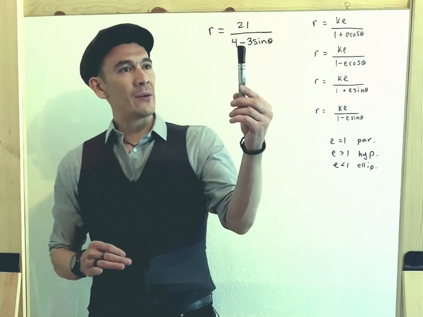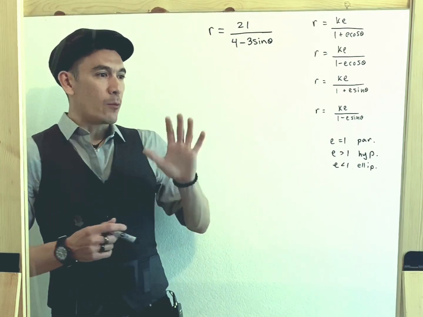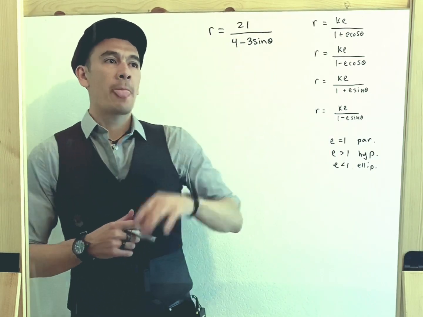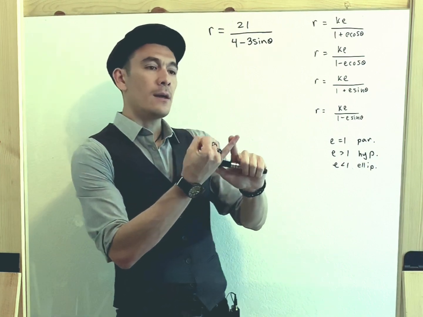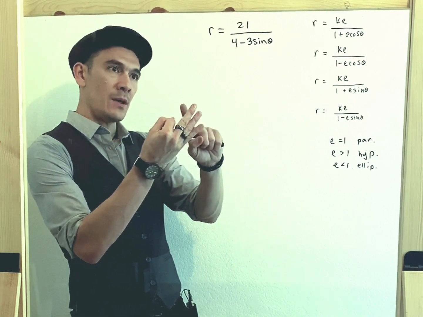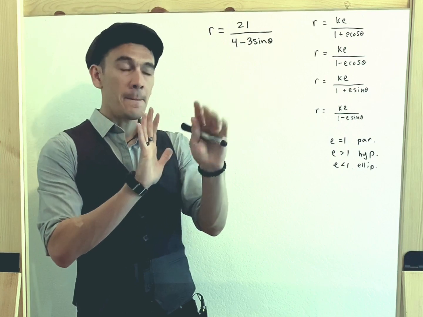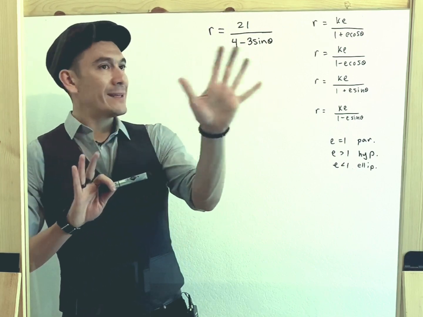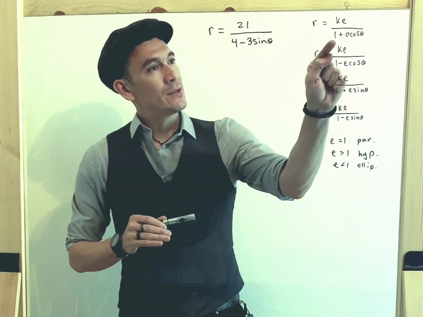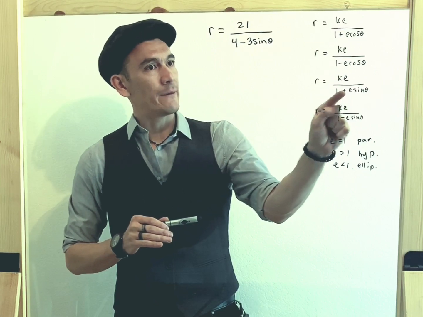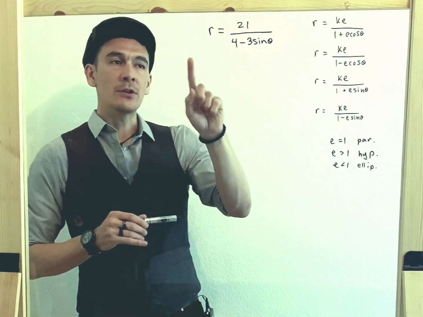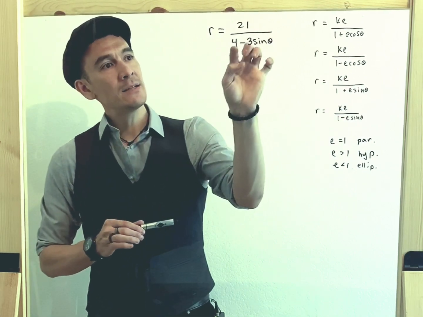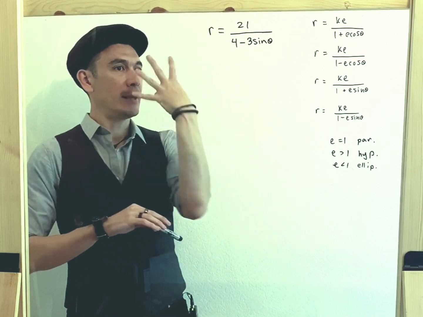Okay, so I made up my own problem here. Now, I want to know everything about this. I want to know the eccentricity, I want to know the directrix, and I want to know what kind of shape it makes, okay? Now, notice that we cannot make any decisions until there is a 1 here on the bottom left. That says 4. Turn it into a 1. So divide everything by 4.